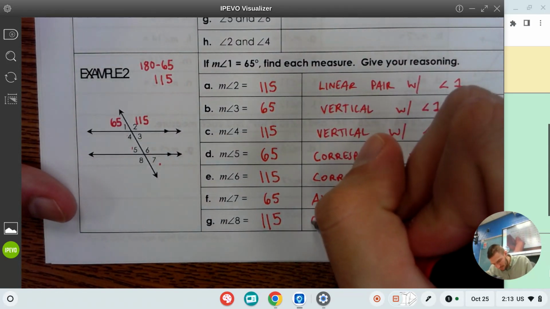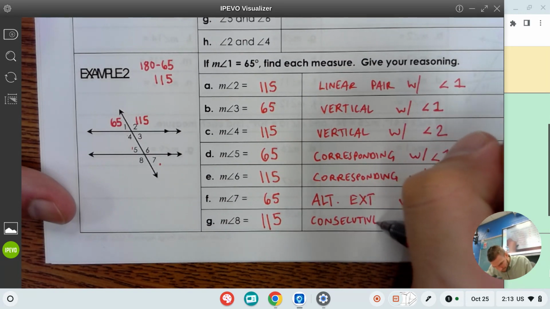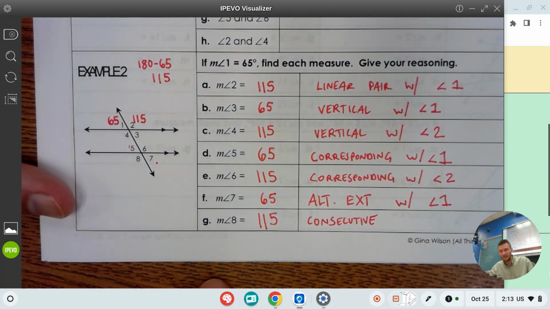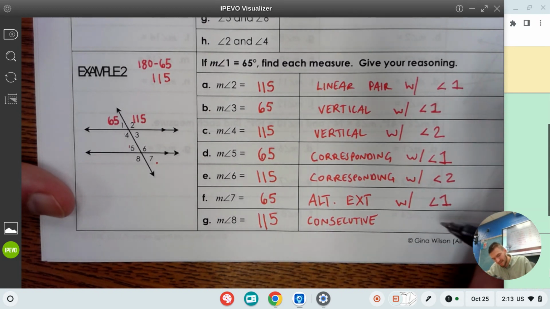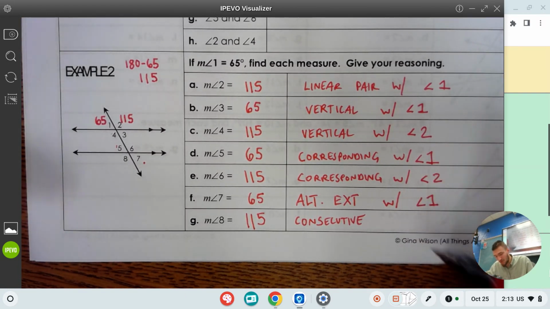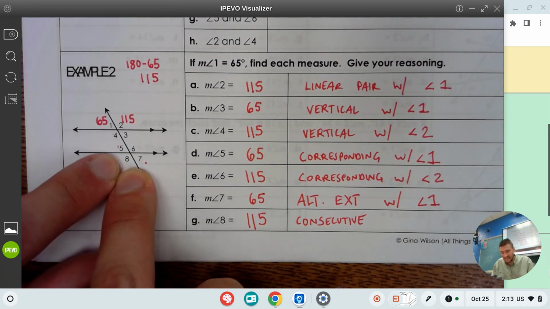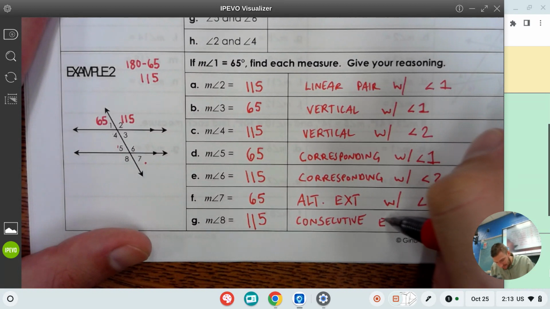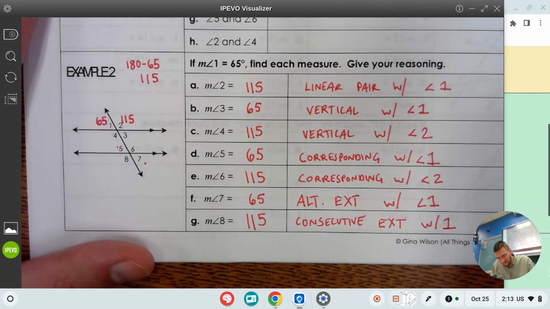Now, if I wanted to use consecutive something, okay, how could I set this up? 115, because angle 8 is consecutive. Anybody know how to finish this up? Well, the only options now are either going to be consecutive interiors or exteriors. And 8 is not an interior, so it's got to be an exterior. And then it's going to have to be with angle 1.